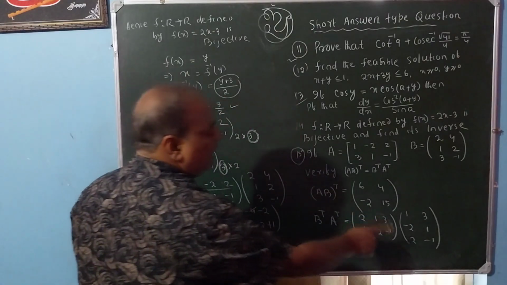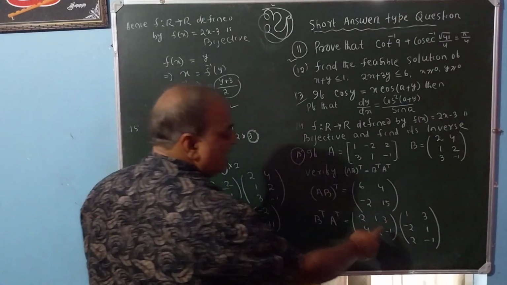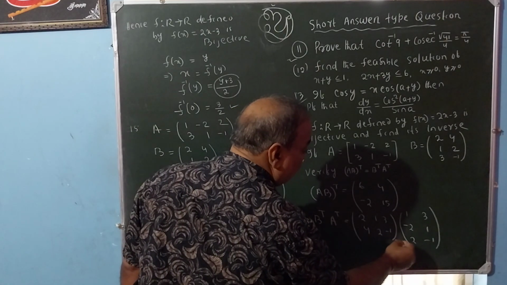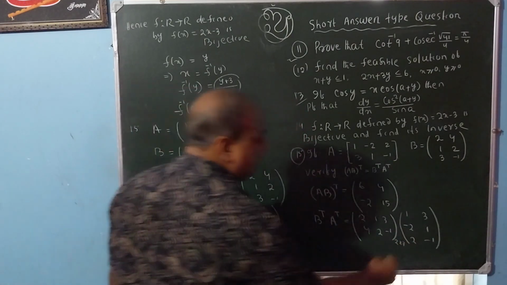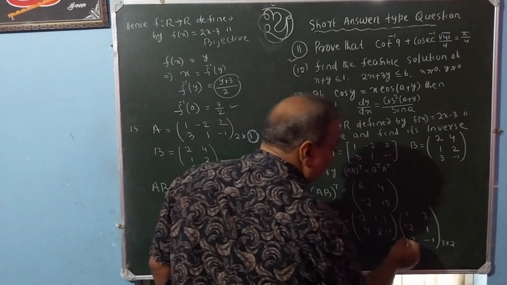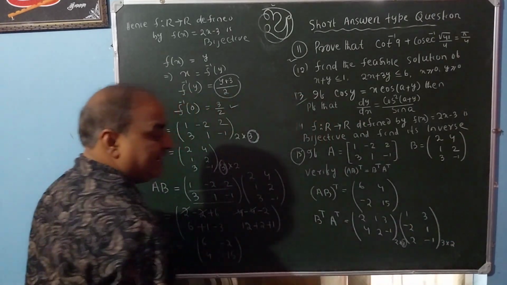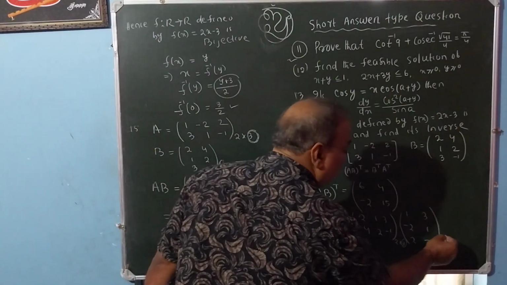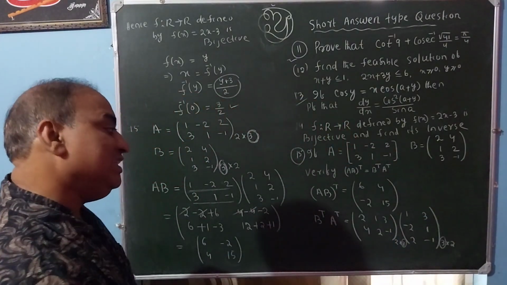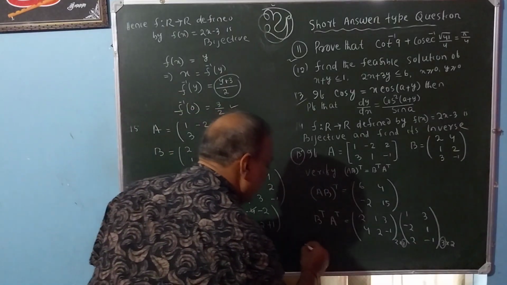So here, what is the order of the matrix? The number of rows is 2, the number of columns is 3. Here the number of rows is 3, the number of columns is 2. The number of columns of the first matrix is equal to the number of rows of the second matrix. So matrix multiplication is possible. So how can you multiply it?